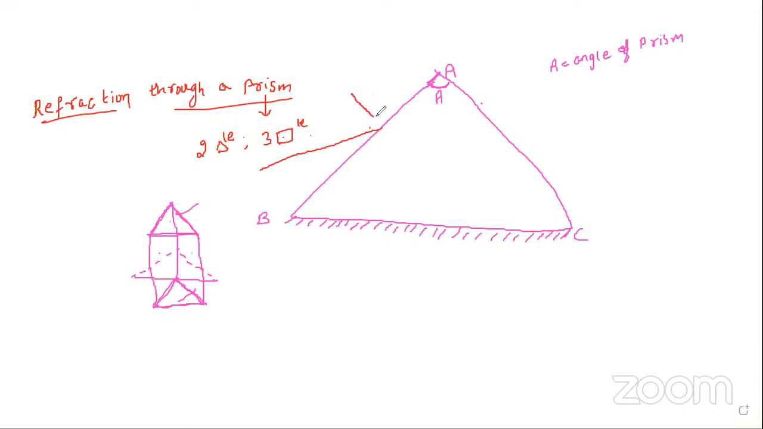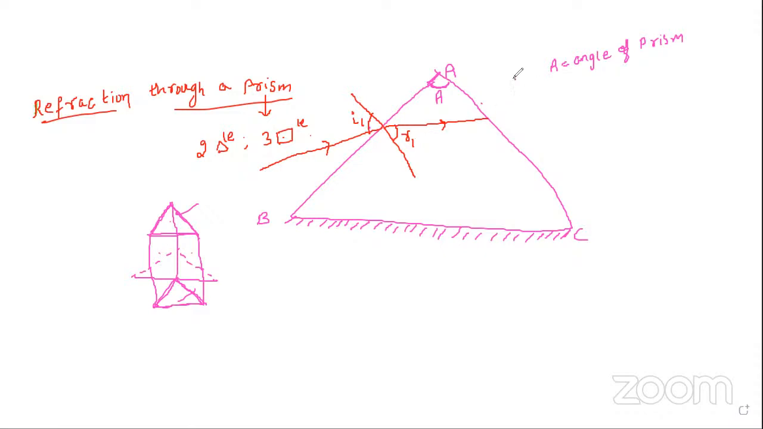Now, I'm going to incident a ray of light at an angle of incidence I1. The ray will undergo the refraction, and that angle of refraction is R1. Can you tell me what is I1 and R1? I1 is the angle of incidence for the first face AB. R1 is the angle of refraction for the first face.